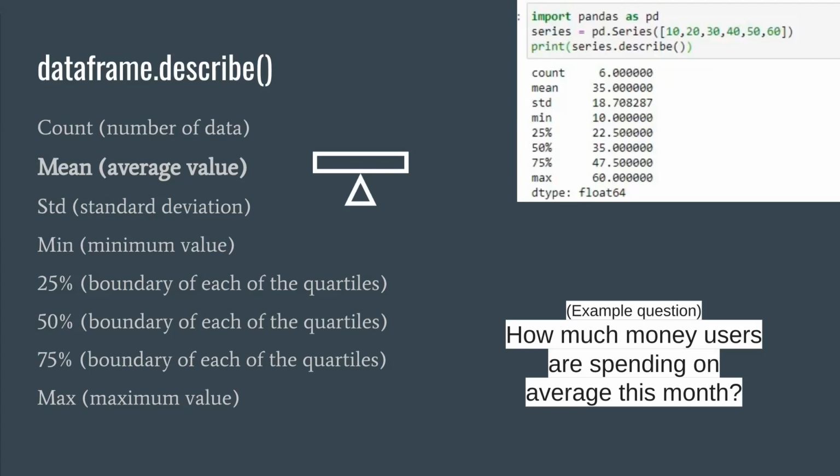So you can think of the intuition for the mean as the center of gravity. And the example question could be how much money users are spending on average this month, next month.